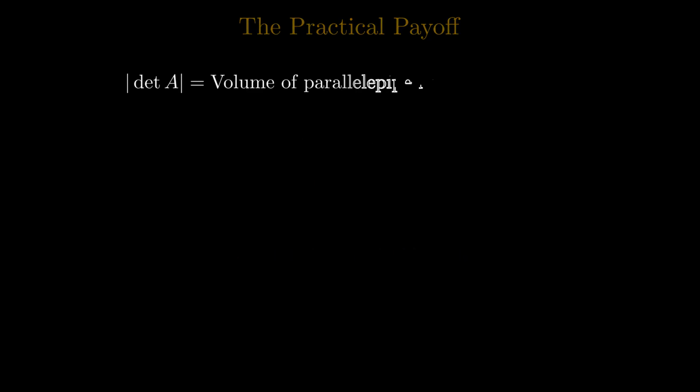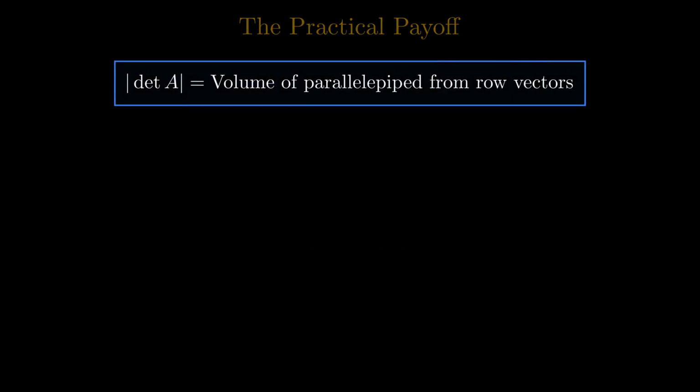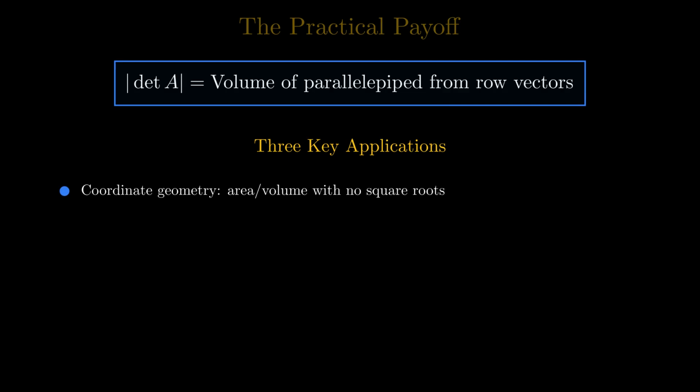Let's summarize the key idea. The absolute value of the determinant of A equals the volume of the parallelepiped formed by the row vectors. There are three major applications worth remembering. First, coordinate geometry. You can compute area and volume using only coordinates with no square roots needed.